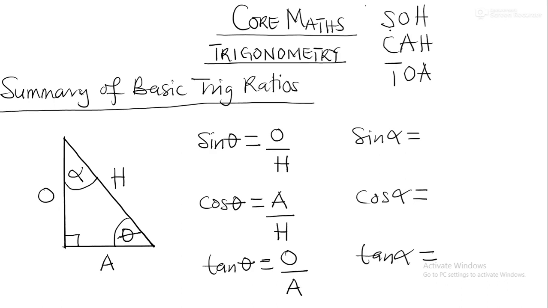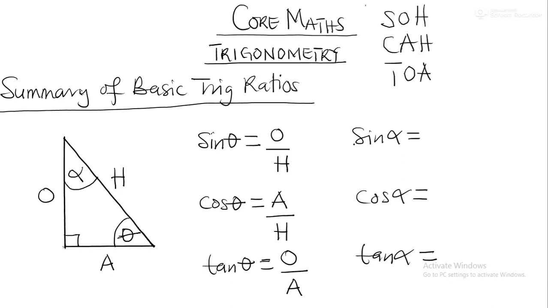To remember the trig ratios, we have to look at this acronym: SOHCAHTOA. SOH means sine is opposite over hypotenuse. CAH means cosine is adjacent over hypotenuse. And TOA means tan is opposite over adjacent. So in order to remember, you have to know SOHCAHTOA. Sine is always the opposite over hypotenuse, cosine is always the adjacent over hypotenuse, and tangent is always the opposite over adjacent.